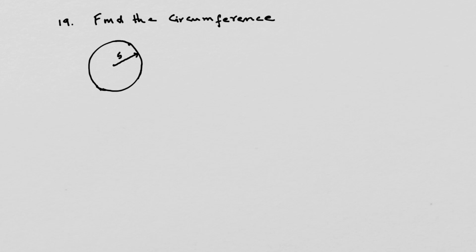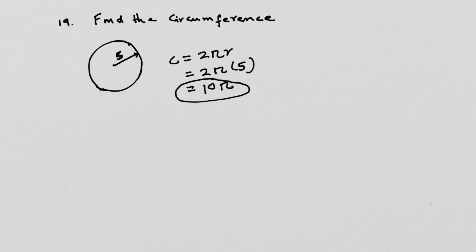Question 19. Find the circumference of the circle. Here we have been given the radius. This is more of a formula work. The circumference of a circle is 2 pi r. The radius is 5, so we have 2 pi times 5. 2 times 5 is 10. So the circumference is 10 pi.